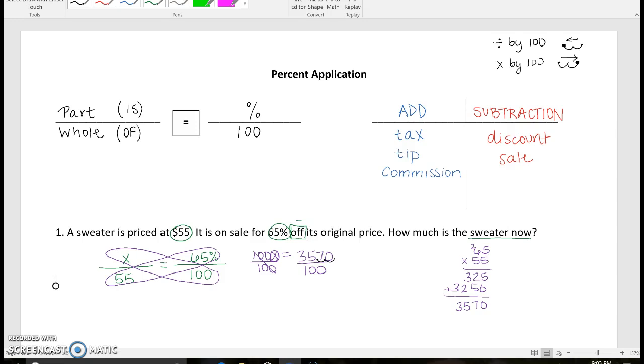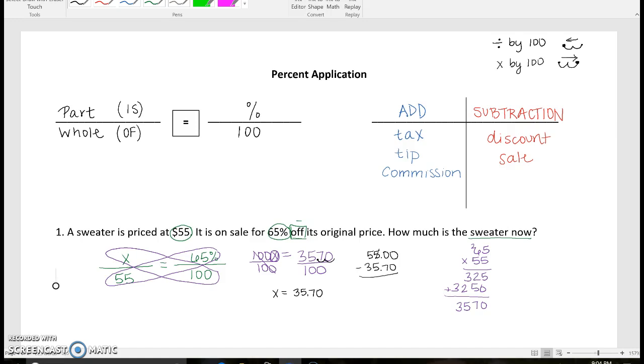So if I do that, then my x value is going to equal 3,570, okay? So then I need to think, is that my answer? Well, it says, how much is the sweater now? So if it's 65% off, that's the amount of money I'm saving. I'm taking that off of the original amount. So discount tells us we're going to subtract. So the original amount is $55, and I'm going to subtract my 3,570.